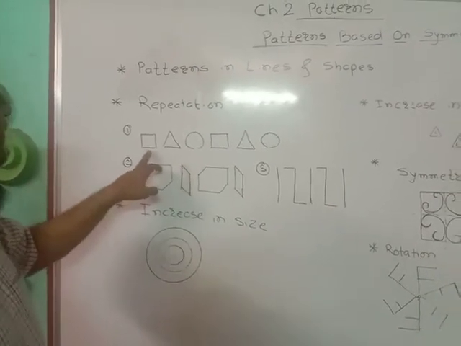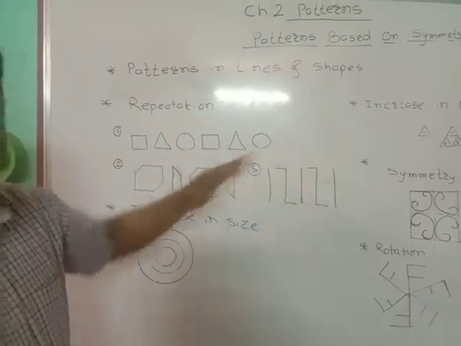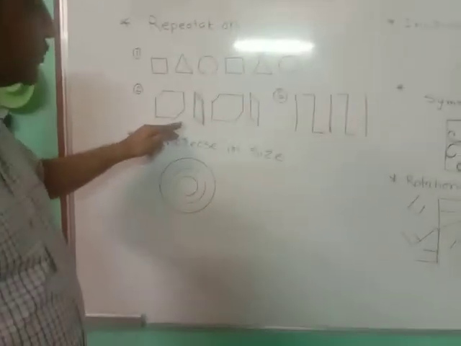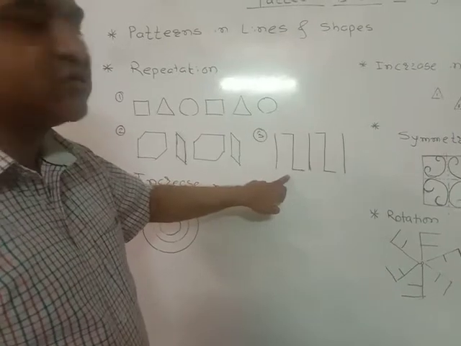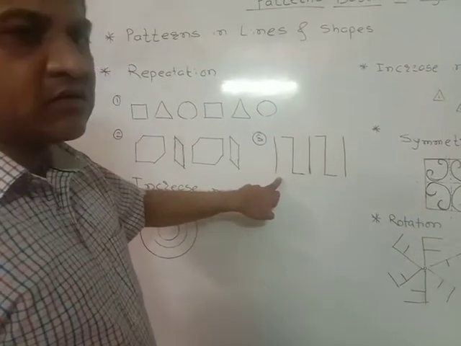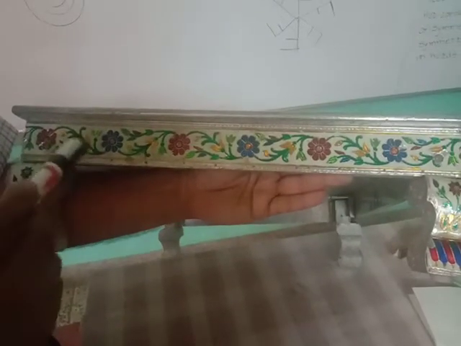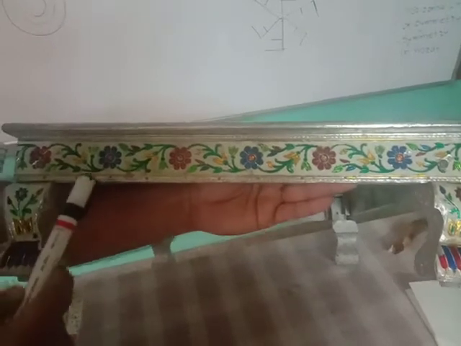For example, here square, triangle, circle, square, triangle, circle. Here the repetition of shapes is occurring. This is known as a pattern. This also is the repetition of two different shapes. This also shows the repetition of lines one after another. In this pattern also the shapes are repeated again and again. So this is nothing but a pattern due to repetition.